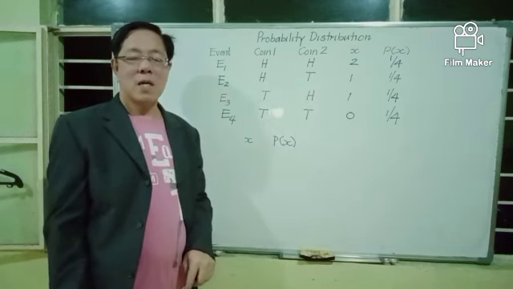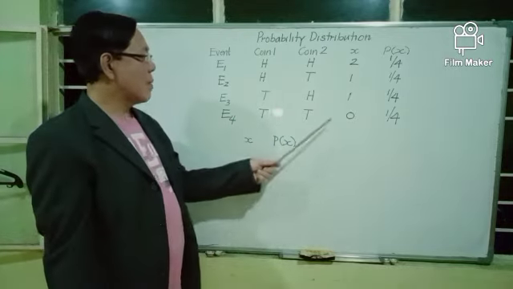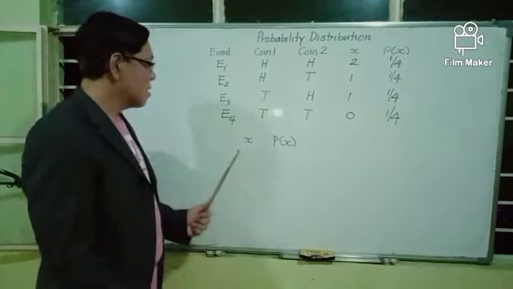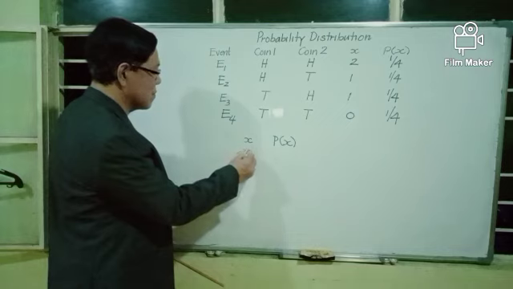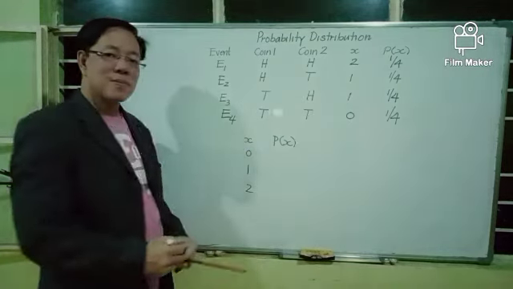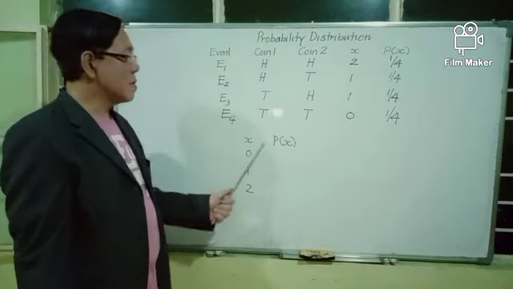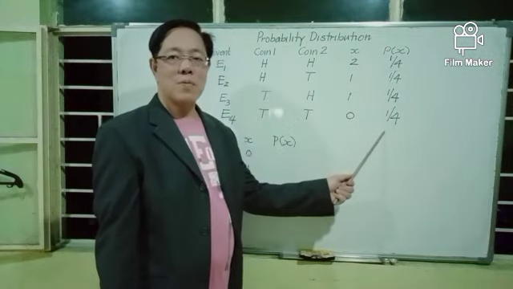That means you get heads in both of the 2 coins. So we summarize the possible values of the discrete random variable x. The random variable x can take values of 0, 1, or 2. The probability of getting 0 is, from this table, 1 over 4.